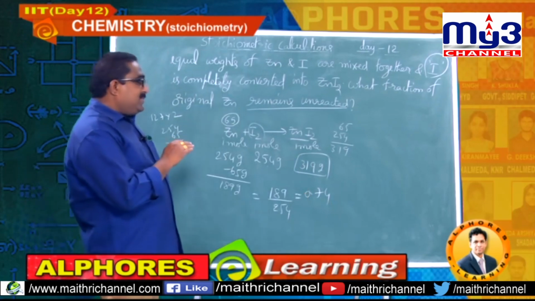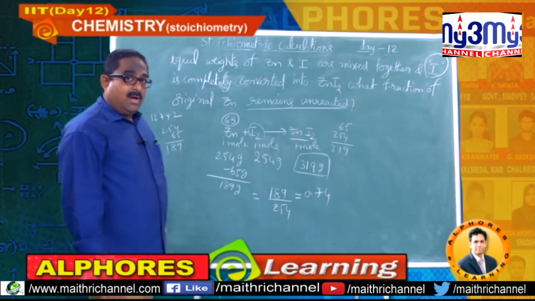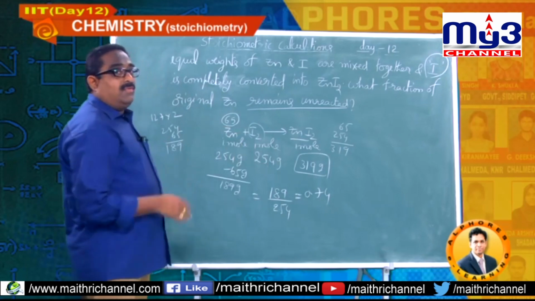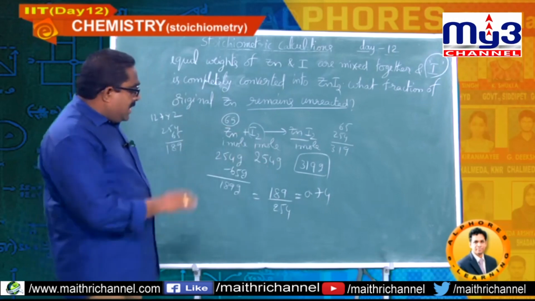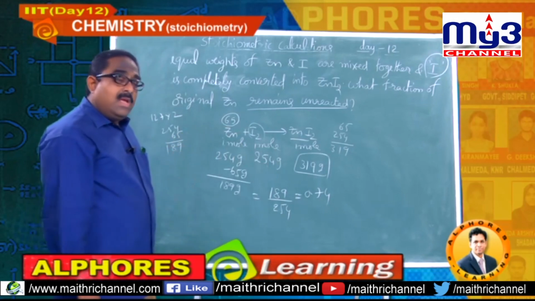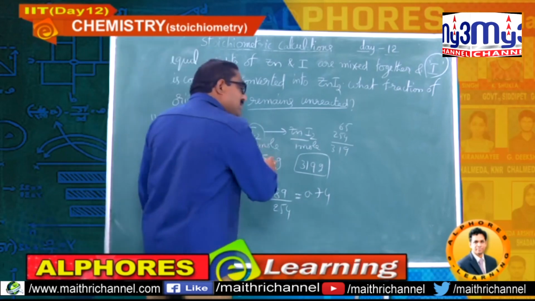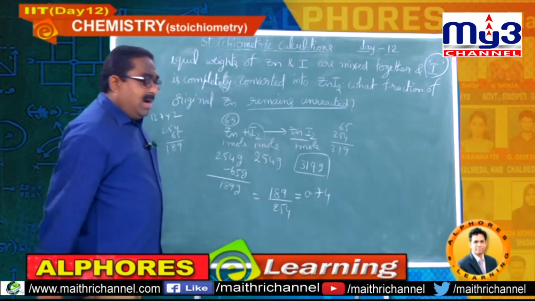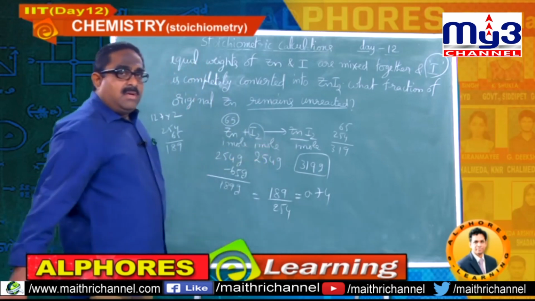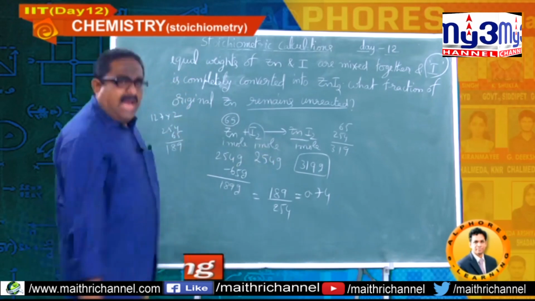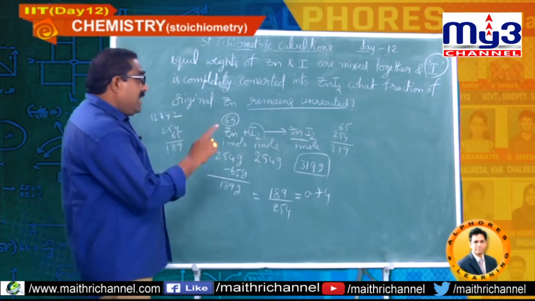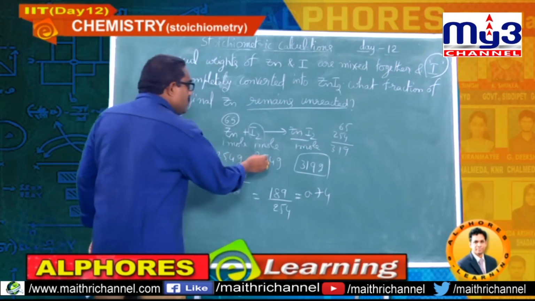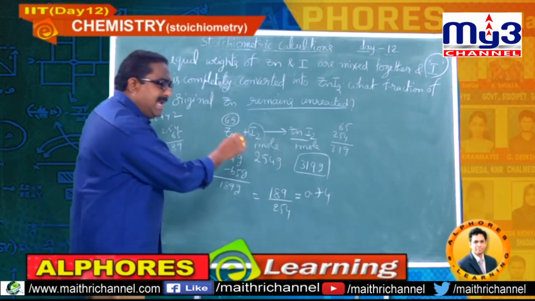So while observing this solution, you may get one doubt. Sir, you have taken 254, 254. You can take 100, 100. You can take 65, 65. You can take 200, 200. You can take 1 gram, 1 gram. But the ratio will never change. But for the sake of simple calculation, I have taken it as 254, 254 in equal amounts.